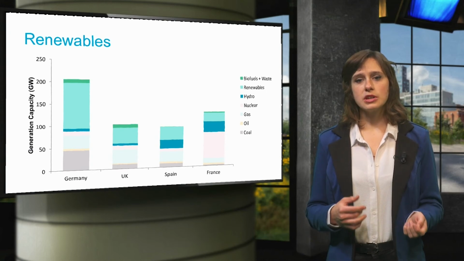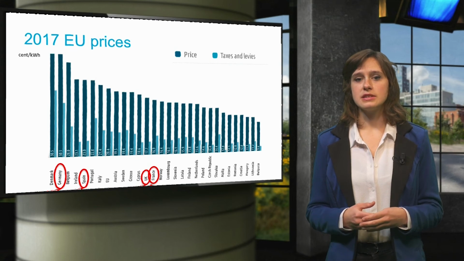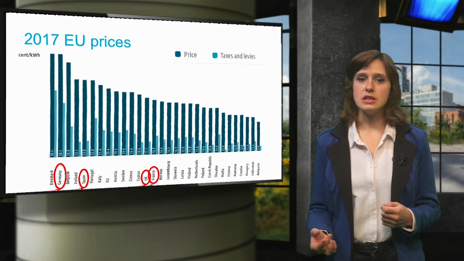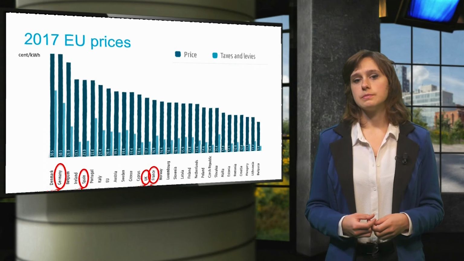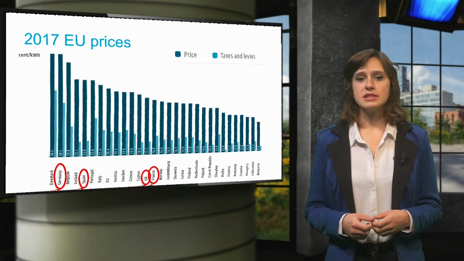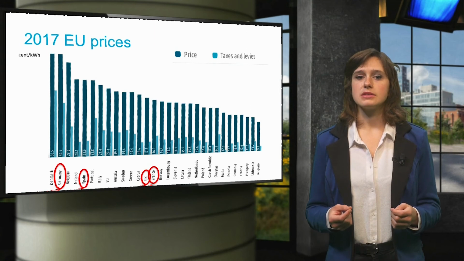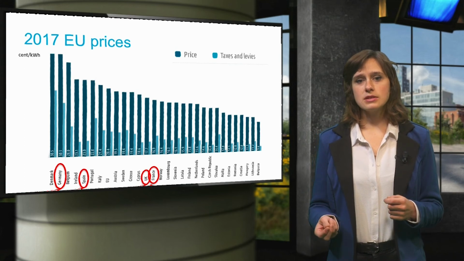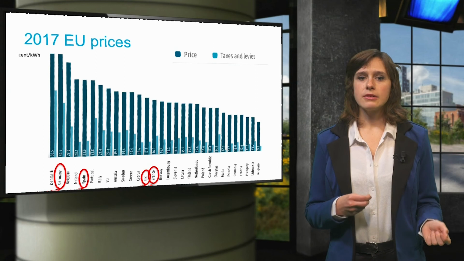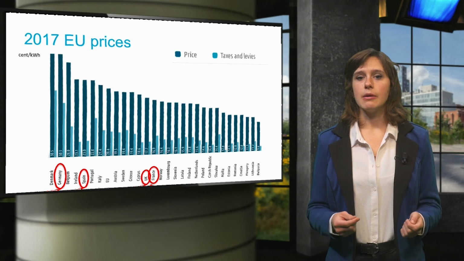But how do these differing generation portfolios affect the electricity prices in these countries? On this slide, we show the average electricity prices in different EU countries in 2017, measured in Eurocents per kilowatt hour. This is shown in dark blue. A large part of the energy price is composed of taxes and network fees. You can see these represented by the light blue bars. As you can see, the average electricity price in, for instance, France is rather low, only around 17 cents per kilowatt hour. This is impacted by the large share of nuclear power.